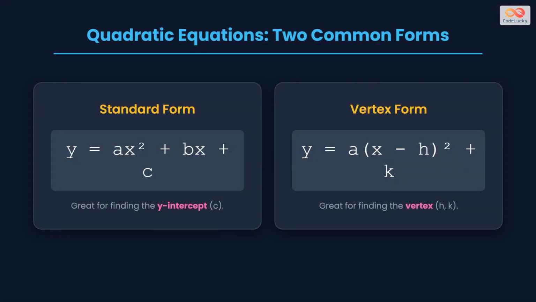First, let's recognize what we are working with. Standard form is y equals ax squared plus bx plus c. This is how you often see equations written. However, we want to get to vertex form, which is y equals a times the quantity x minus h squared plus k. Each form has its own strengths.